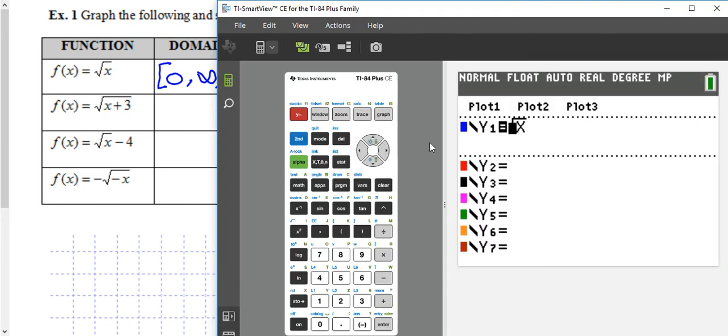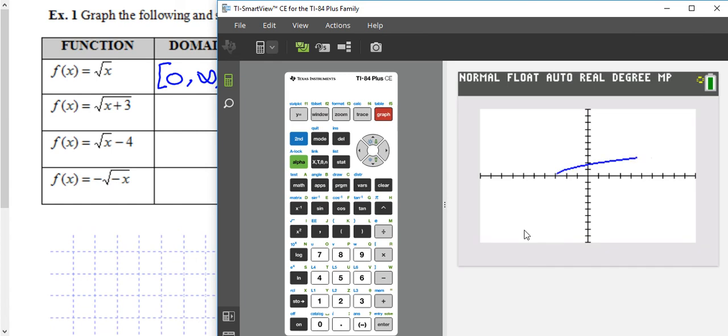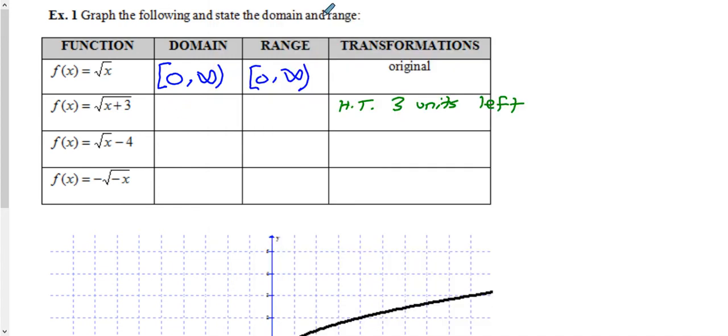So again, y equals, I have my x, then I'm going to go plus 3, all within under the radical still, hit graph there, and there's my new graph. So clearly we saw our graph shifting 3 to the left, so my domain is now from negative 3 going off to positive infinity, and my range is from 0 going all the way up to positive infinity. So going back here, we have our domain from negative 3 going off to positive infinity, and our range was from 0 going off to positive infinity as well.